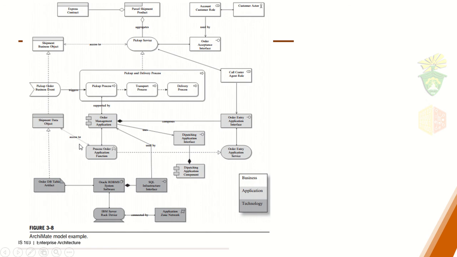The application layer tells us that the pickup subprocess is supported by the order management application, and then the application offers a process order application function that is used by a call center agent via the order entry API. So the user interface of the application. So furthermore, the order management application invokes an API of the dispatching application to assign orders to pickup route.